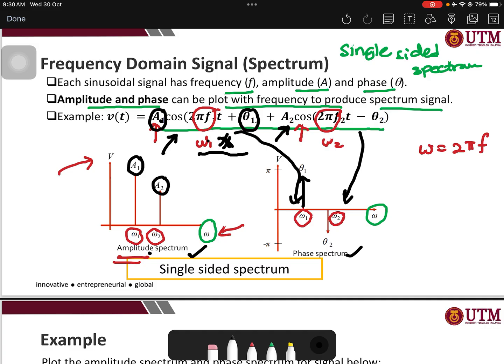The theta 1. The same goes for theta 2. Since this one is negative, you have to draw it downward, negative theta 2. That is how to draw and sketch the single-sided spectrum. Remember, whenever you are asked to sketch the single-sided spectrum, it is very important to have two types: the amplitude spectrum and also the phase spectrum.